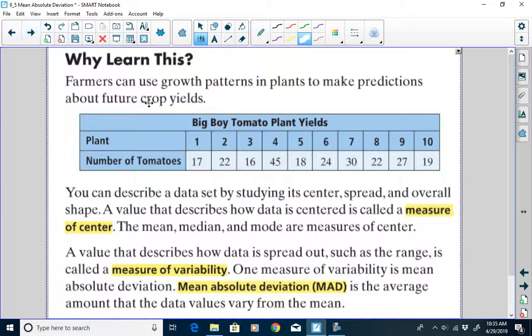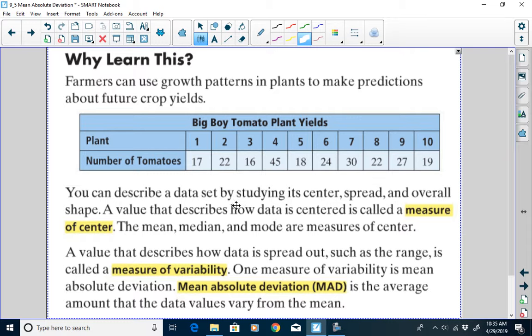Now, why do we want to learn this? Well, if we look at this example, we're looking at the yield of some tomato plants. The first tomato plant yielded 17 tomatoes. The second tomato plant yielded 22 tomatoes. The third tomato plant yielded 16 tomatoes, and so on.